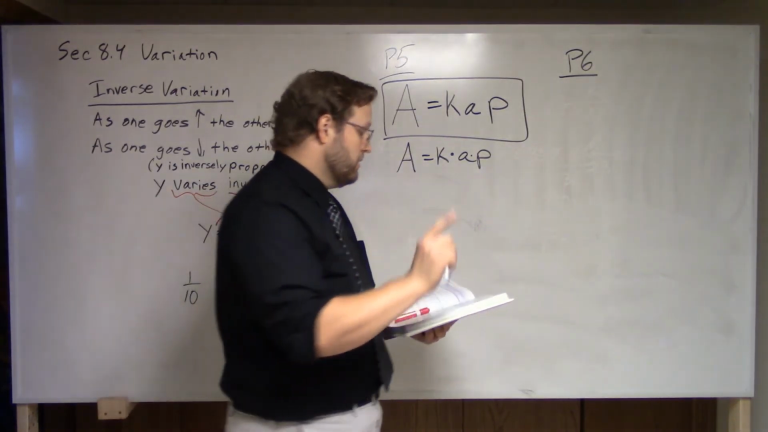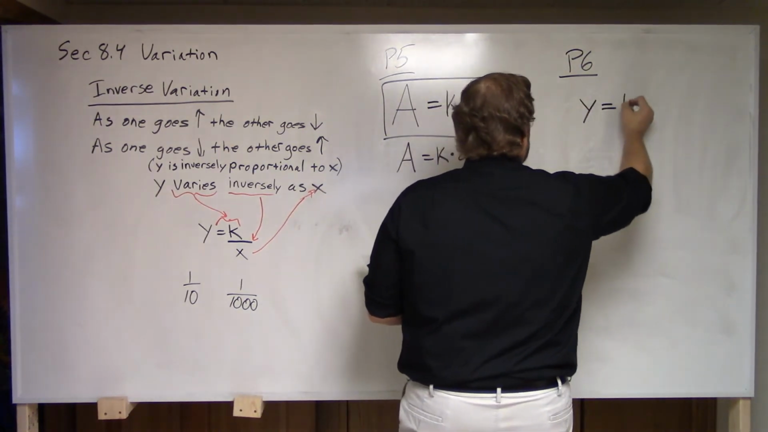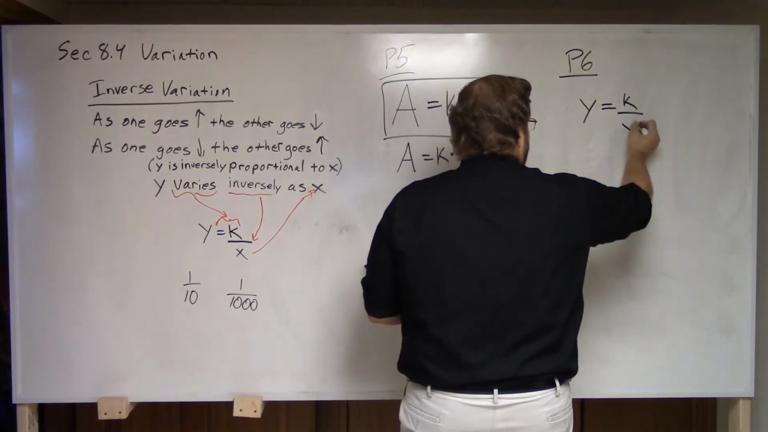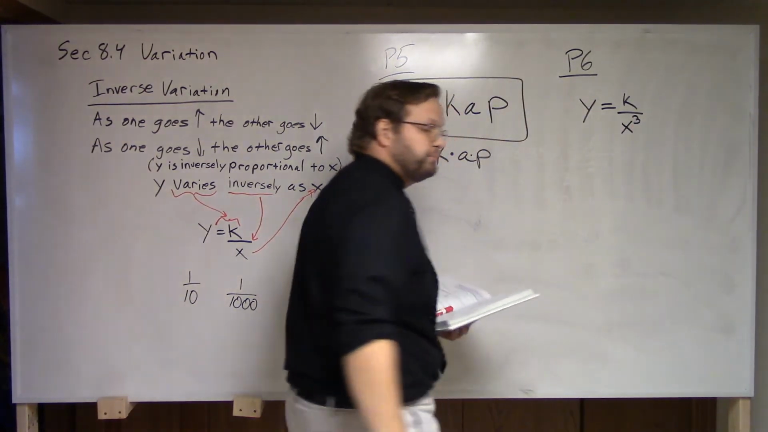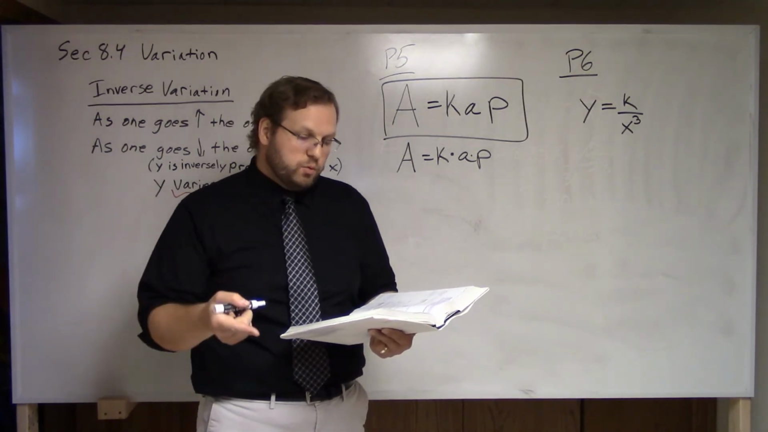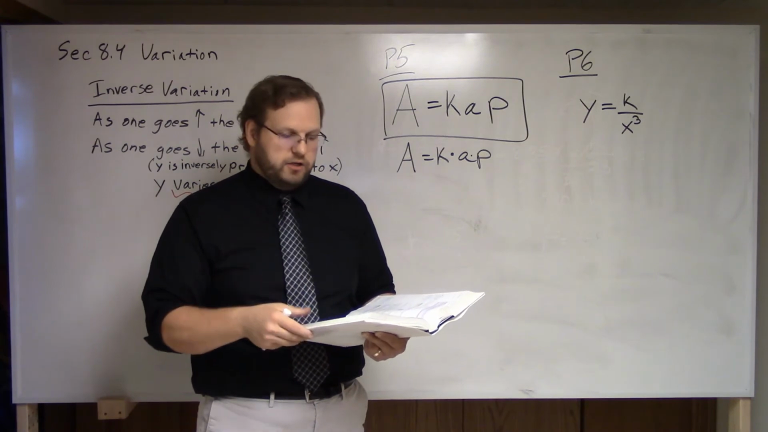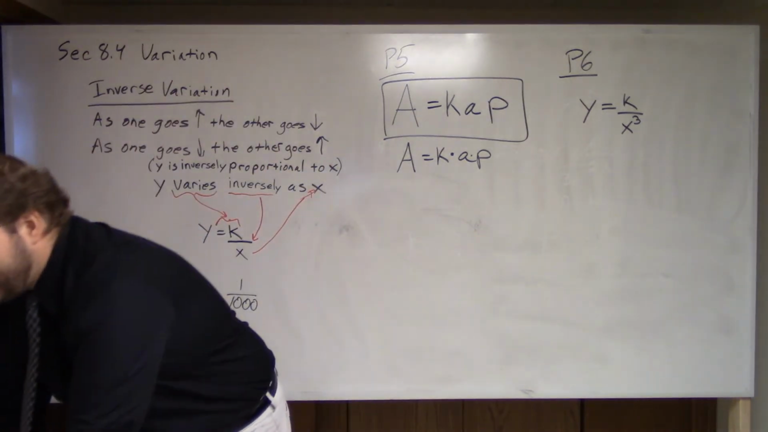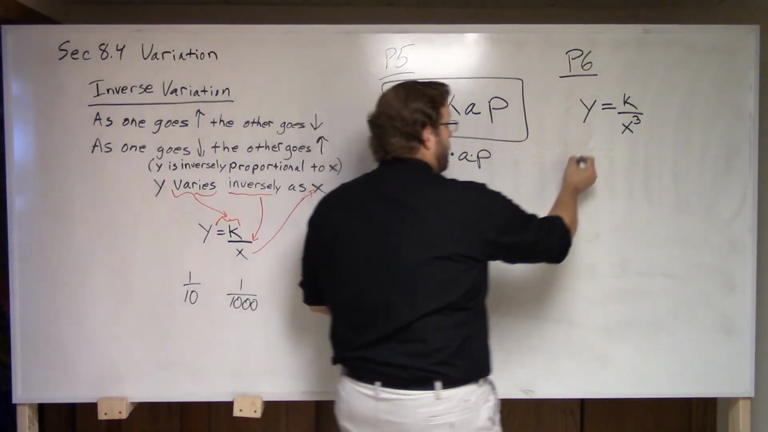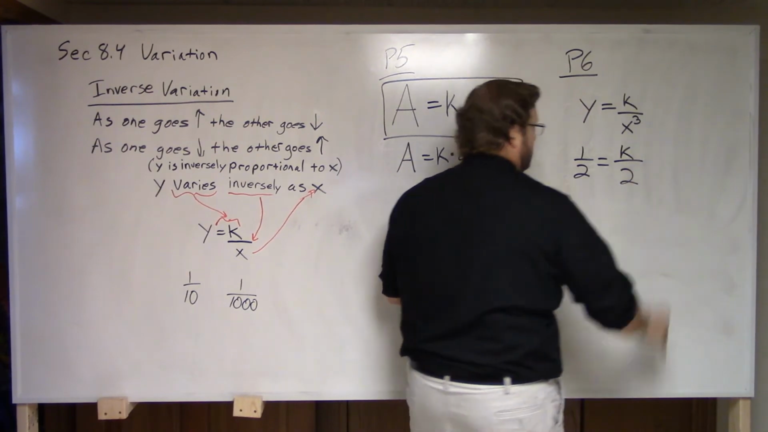So watch me here. y varies inversely as the cube of x. Okay? Then they give you some values. y is 1/2 when x is 2. Find the constant of variation and the variation equation. So y is 1/2 when x is 2. So we have a measured scenario. We know that y is 1/2 when x is 2.